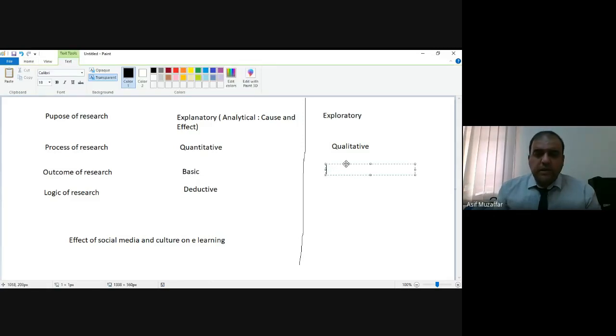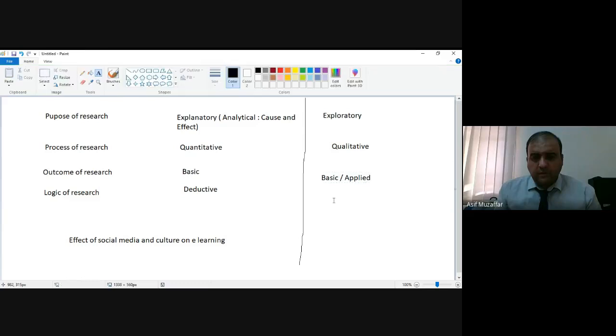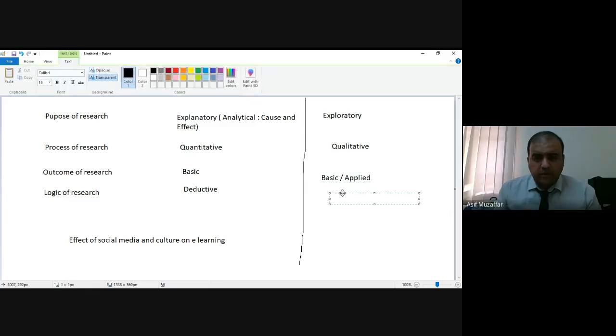And the outcome of the research can be basic or applied. You know that if it is some solution to a problem, then it will be applied. Otherwise, it is basic. And what about the last one? Logic of research, deductive or inductive? What would be the logic of research? Deductive research or inductive research?